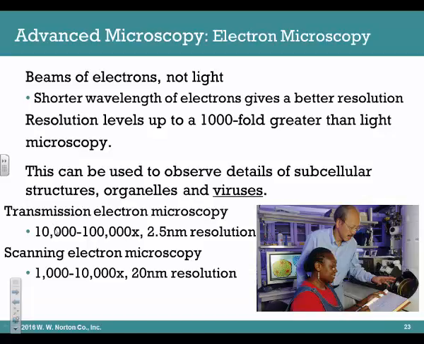So in the case of transmission electron microscopy, which really is the most robust in giving the best resolution, you can get about 10,000 times the actual size of the image to 100,000 times the actual size of the image in magnification. And you can resolve two objects that are 2.5 nanometers apart.